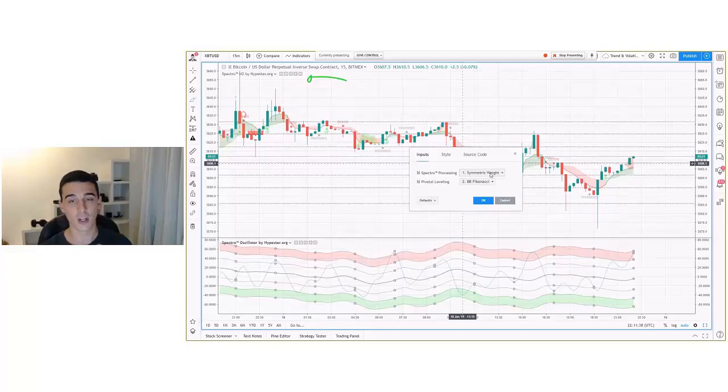For instance, talking about processing, I offer 5 types of processing. What is processing? Processing is the mathematical filter that I use to read the formula that I have, and that will directly change the behavior of the oscillator. For instance, right now I have a symmetric weight. What is a symmetric weight? Basically, I'm giving different weights in a moving average, so I give the most recent data more importance than older data.